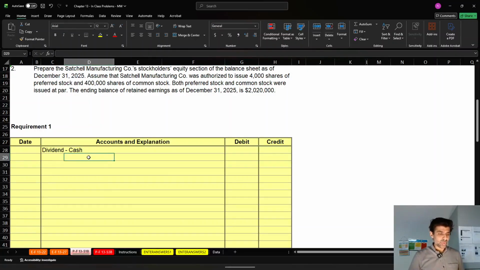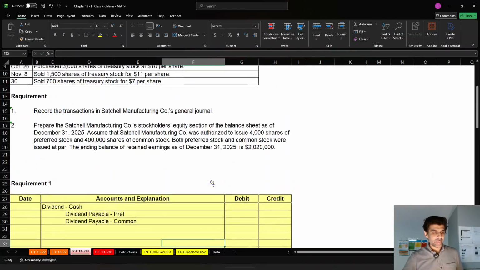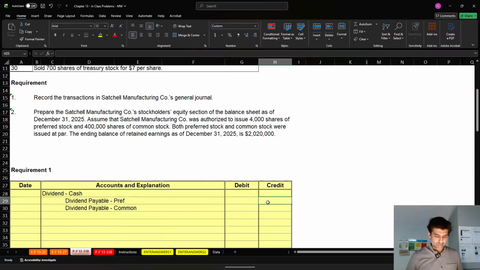And there, we're going to have two dividends payable. Dividend payable for preferred, pref, dividend payable for common. So we have the accounts that we need. Now we just need to figure out the amounts. So the preferred return is going to be 6%. Par value is $95, and there's 1,000 shares outstanding. So we could just do 0.06 times $95 a share times 1,000 shares.